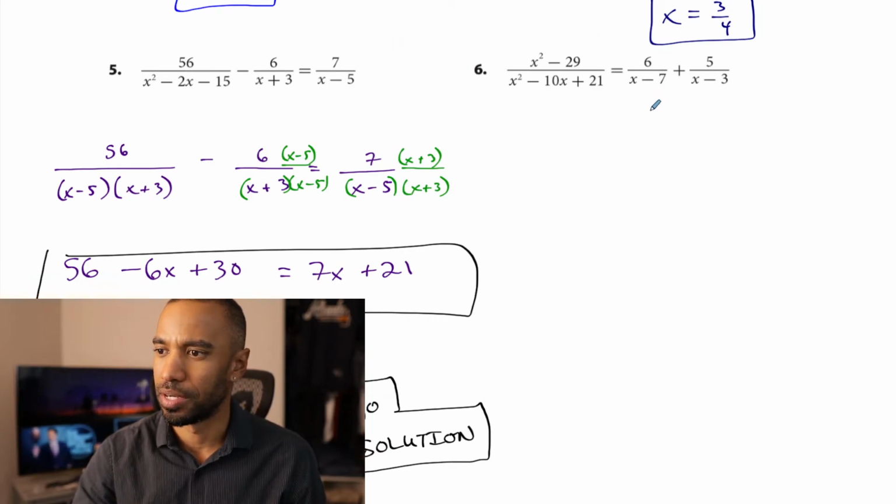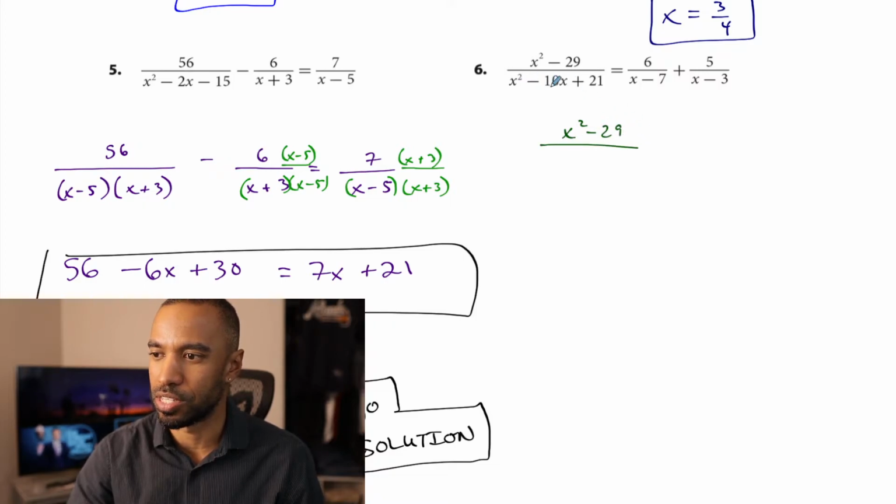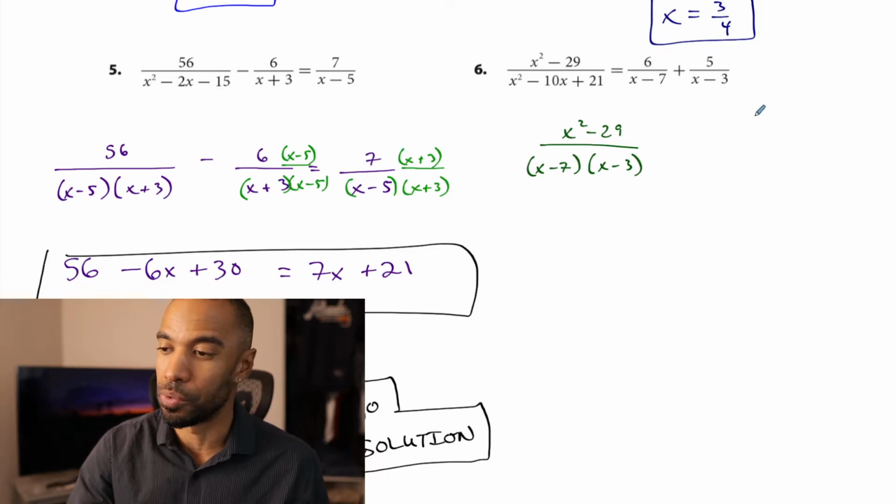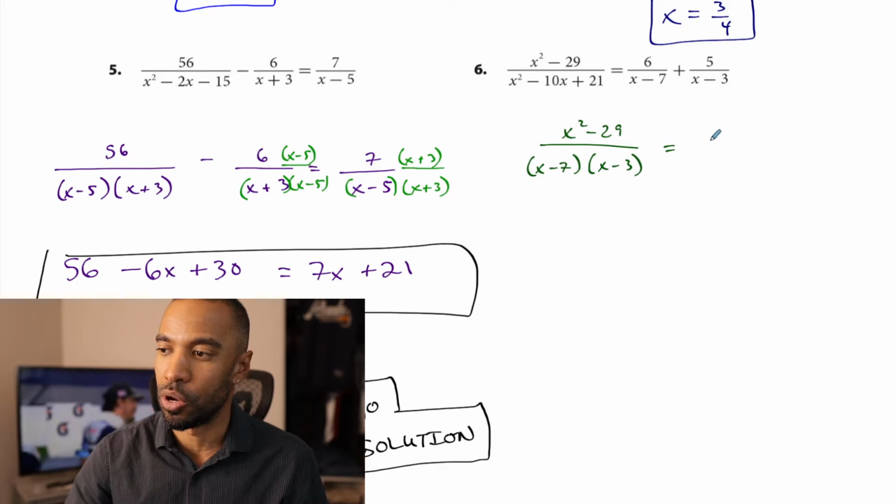It's got kind of a dark green. So number 6, I got x squared minus 29. It looks like I want to factor this thing down. That's a -7 and -3. If you're not sure what I'm talking about, then you have some videos to rewind here. This is assuming you know how to factor.